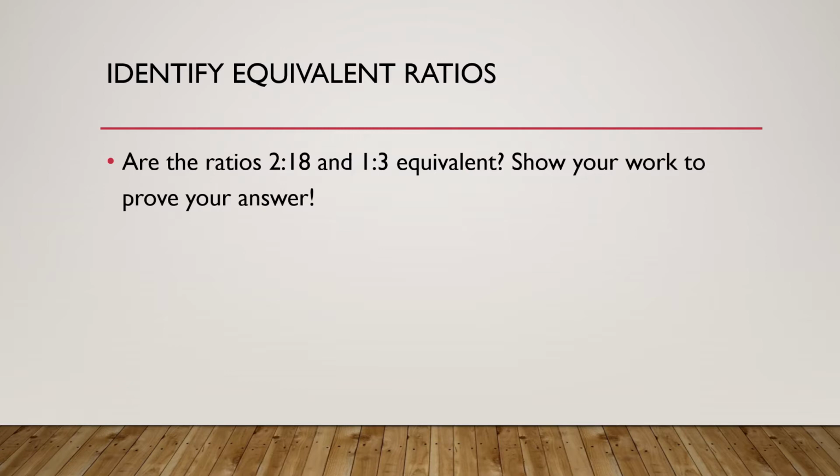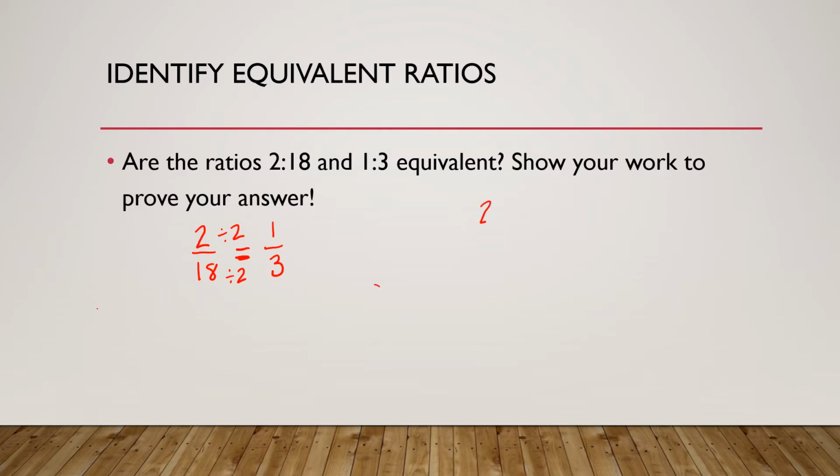Are the ratios 2 to 18 and 1 to 3 equivalent? So we're going to check by writing 2 to 18 and 1 to 3. We want to know, are those equal? So to go from 2 down to 1, we would divide by 2. But is 18 divided by 2 going to give us 3? No, it is not, which suggests that these two ratios are not equivalent.